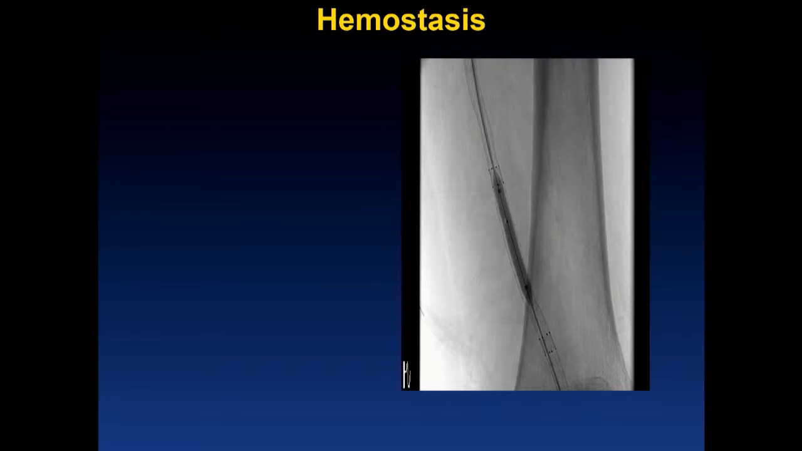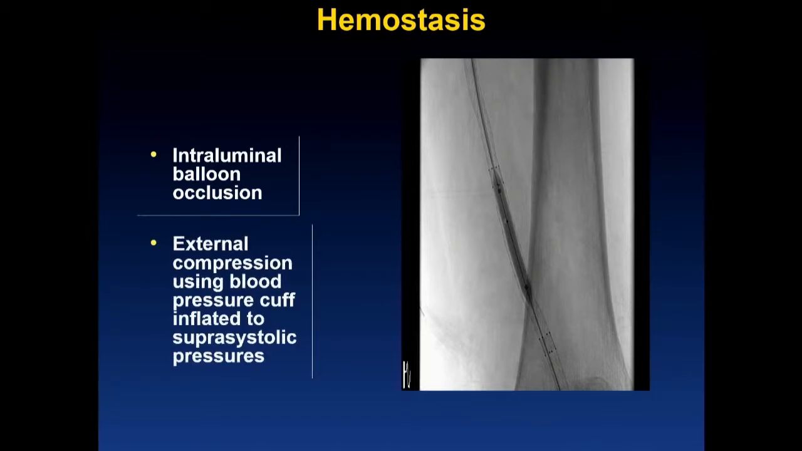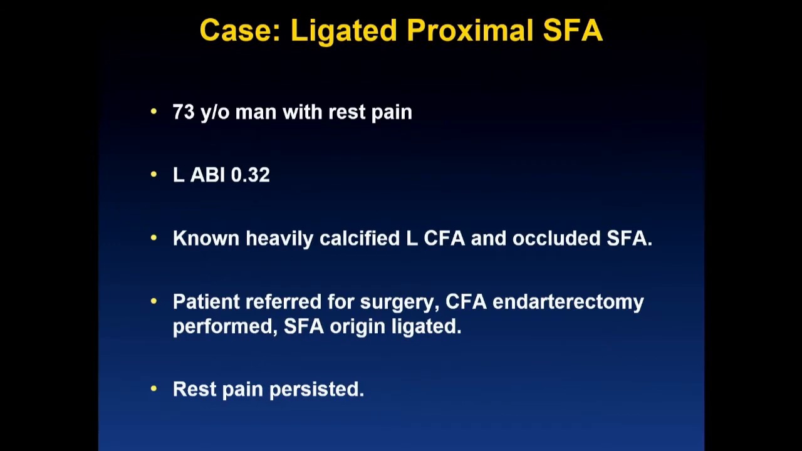With regards to hemostasis, there are two ways to do this. One is, assuming that you were successful with the eventual procedure, to perform intraluminal balloon occlusion, and this can be done for about 5 to 10 minutes. People have also reported using external compression, using a blood pressure cuff inflated to suprasystolic pressures, generally 20 to 30 millimeters of mercury above what the arm pressure is, and to do that for about 10 to 15 minutes in order to achieve hemostasis.